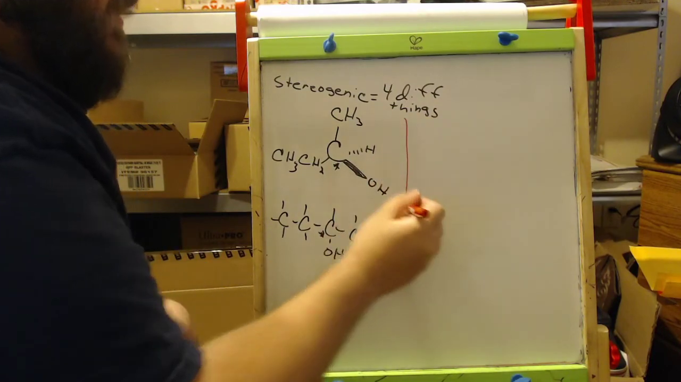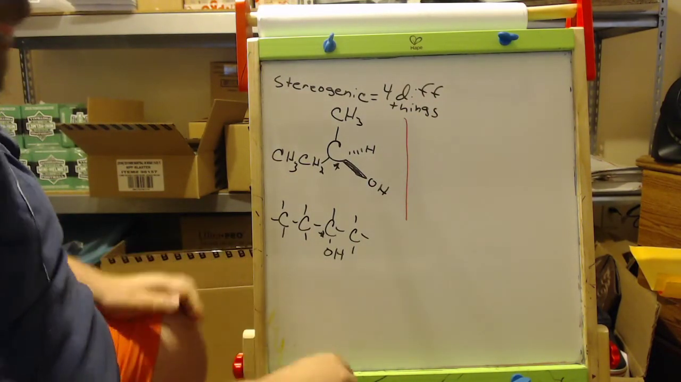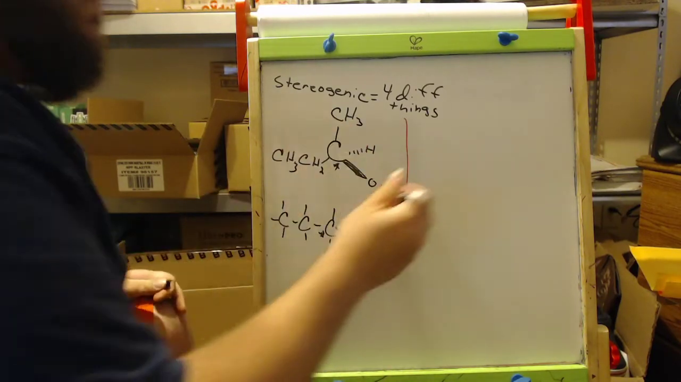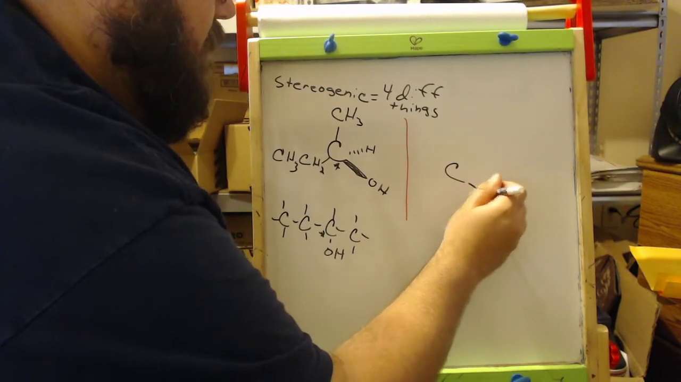So we draw in our fake mirror, and then we draw in the mirror image. To draw the mirror image, you're basically copying what you see here, except whatever's back here is still back here.